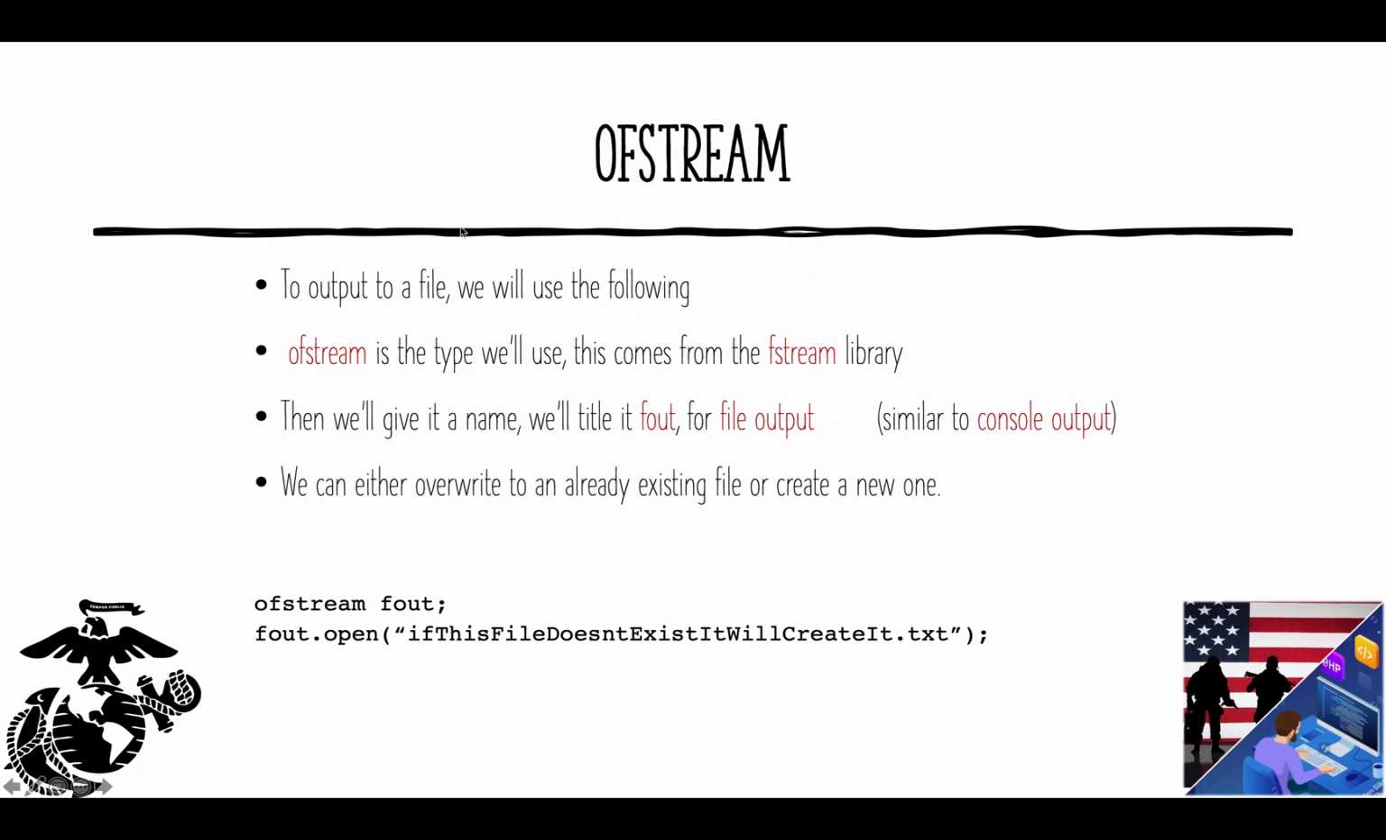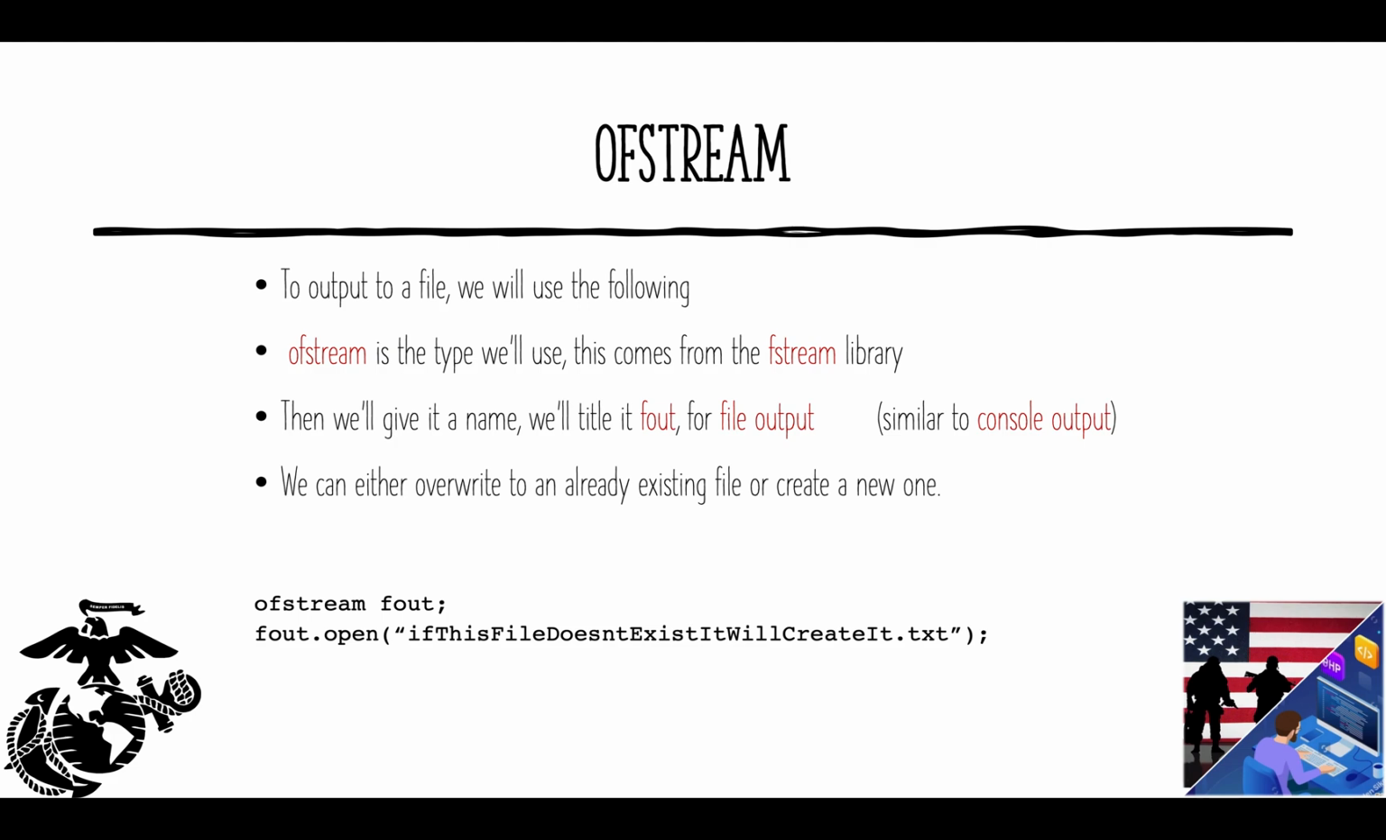So first we're going to talk about our ofstream. To output to a file, we want to use the following. Ofstream is the type, and this comes from the fstream library. Then we'll give it a name, and again, we're going to title it fout for file output. And we can either overwrite an already existing file or create one, and that's what this line of code does. So ofstream is the type, and then we're giving it the name of fout. So that is the first line of code that we're utilizing for our file output. And now we're going to refer to everything as fout. That's how we're going to utilize the ofstream feature.